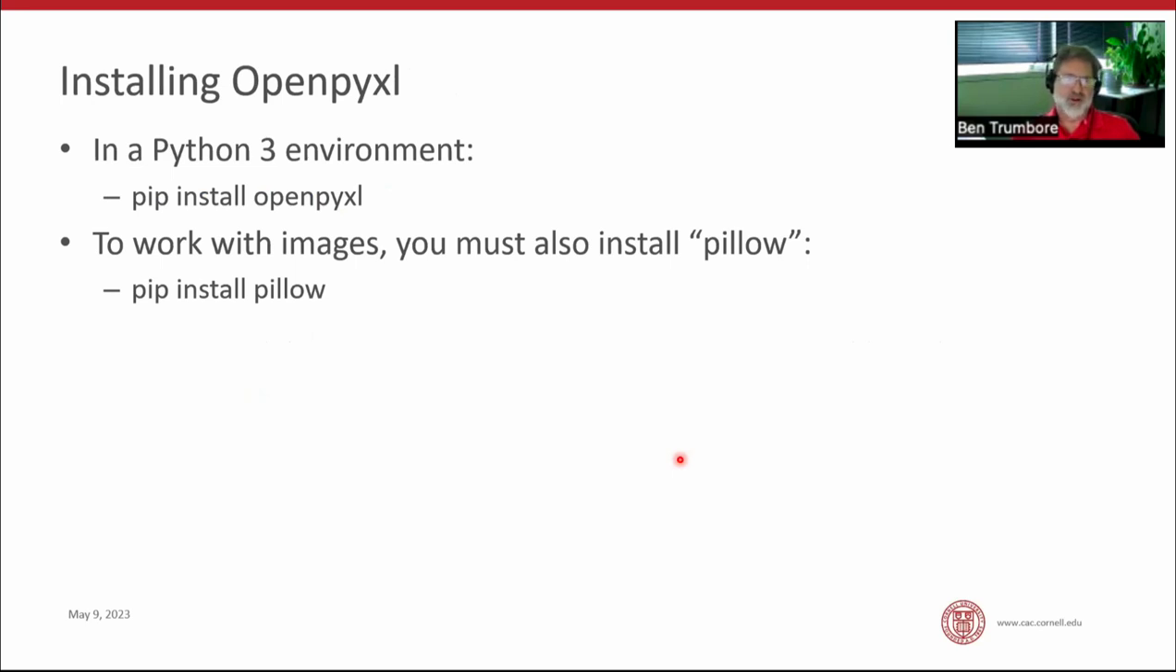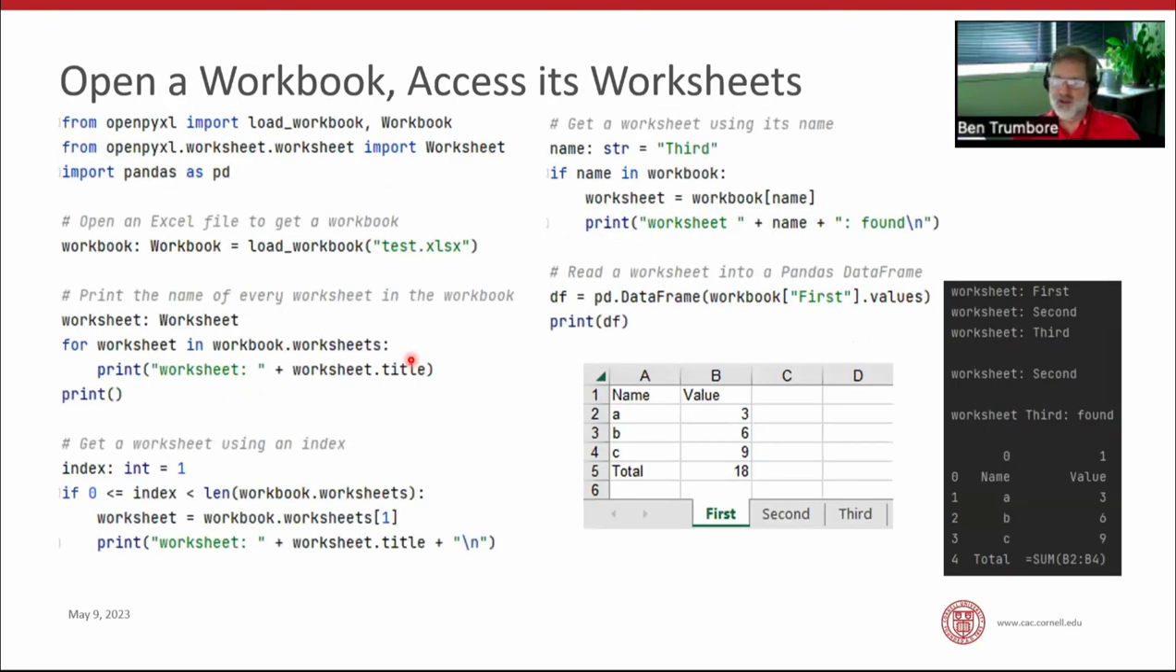It's easy to install OpenPyXL with a pip install command. If you want to have images in the Excel files that you work with, you'll also need to install the Pillow package. Okay, we're going to go through the same five code samples that we used with the C#. Not quite exactly the same, but very close.